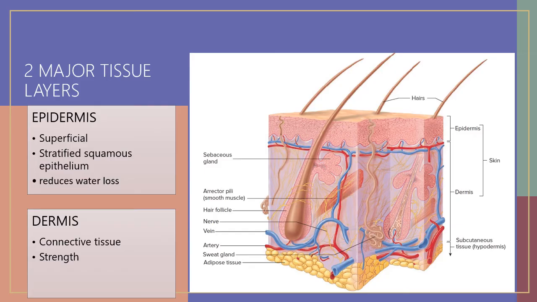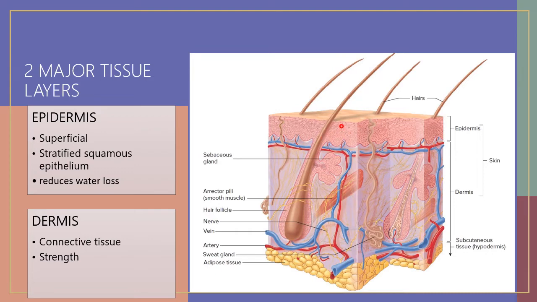So what are the two major tissue layers of your skin? You have your epidermis and your dermis. Your epidermis, this portion here, is the most superficial layer of the skin, and it's made up of stratified squamous epithelium. When you say stratified, it is made up of multiple layers of a squamous epithelium. It has to be multiple cell layers because your epidermis protects you against potential damage from abrasion, the wounds.